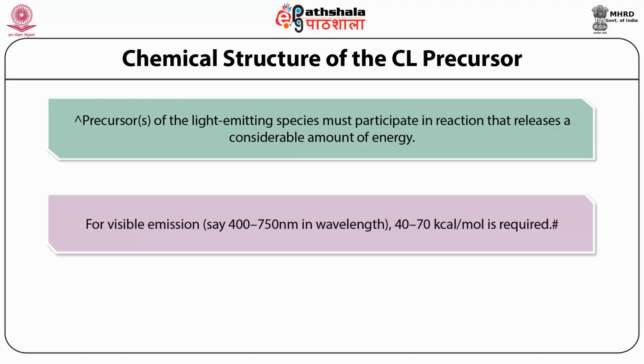So in order to compensate for the energy loss due to thermal relaxation in the ground state and lowest excited state of the fluorophore, the enthalpies of the reaction have to be slightly greater than these values. That means if you actually want to see chemiluminescence from a reaction system, their energy in kilocalories per mole should be more than 40 to 70.